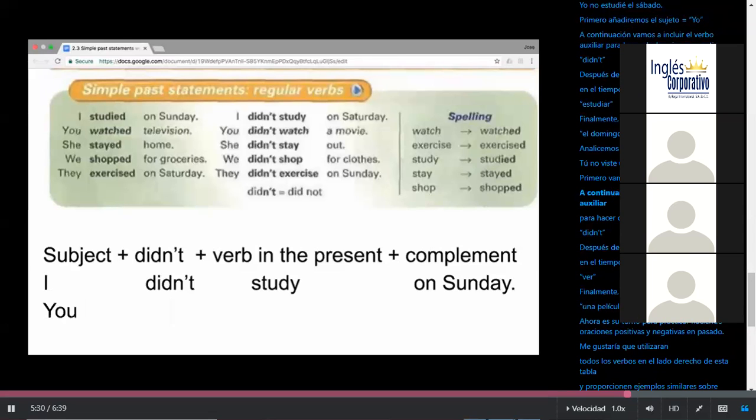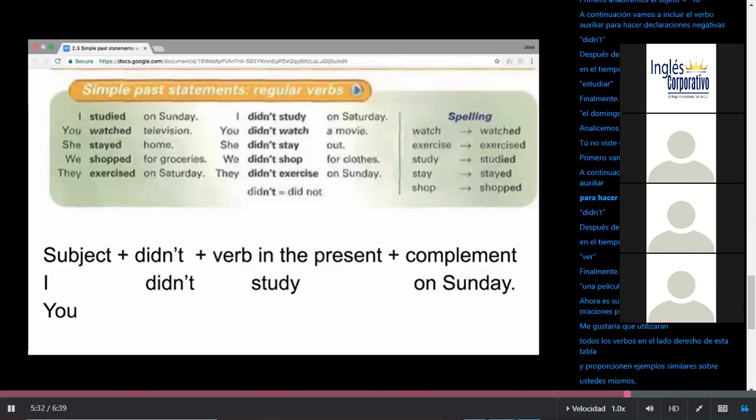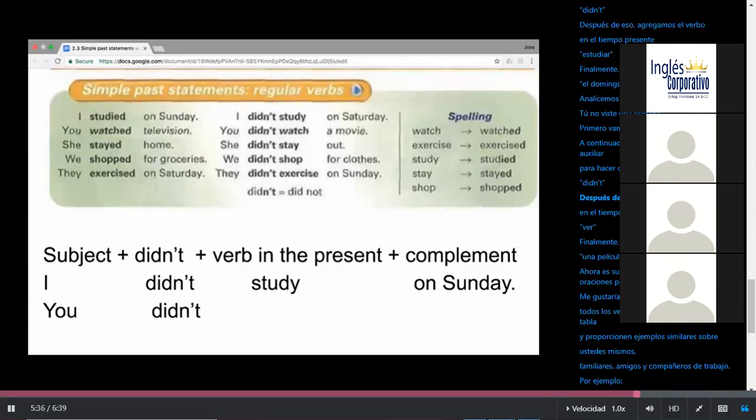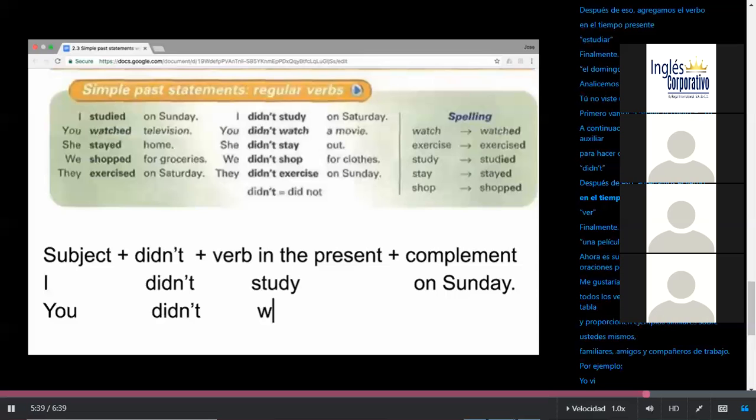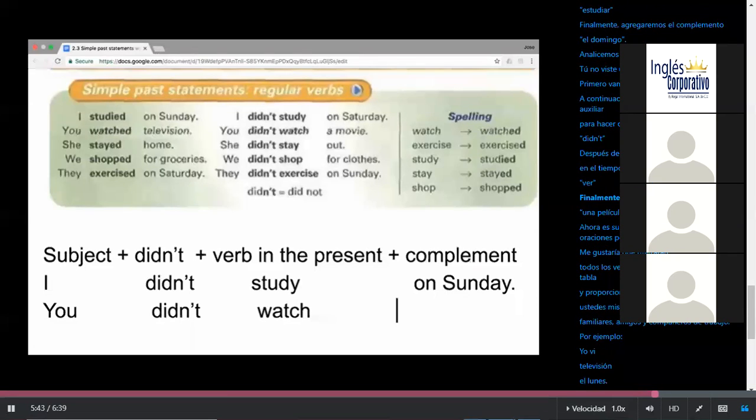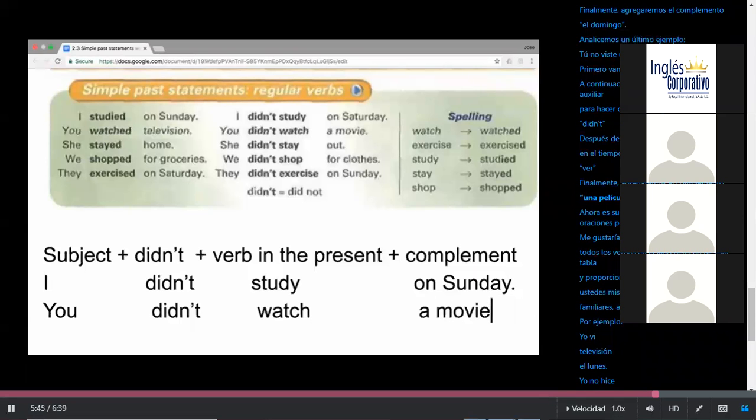Next, we will include the auxiliary verb to make negative statements, didn't. After that, we add the verb in the present tense, watch. Finally, we will add the complement, a movie.